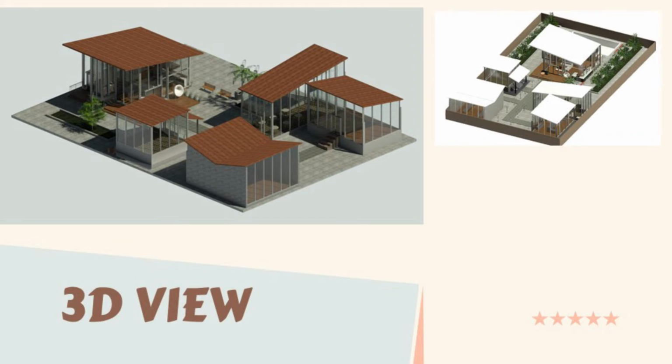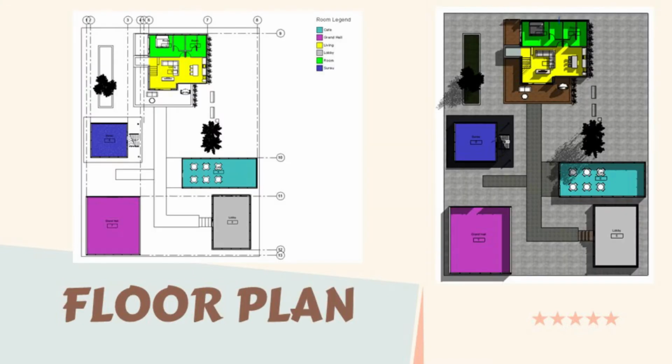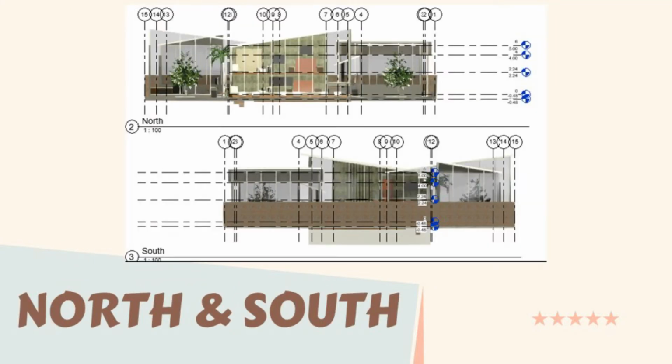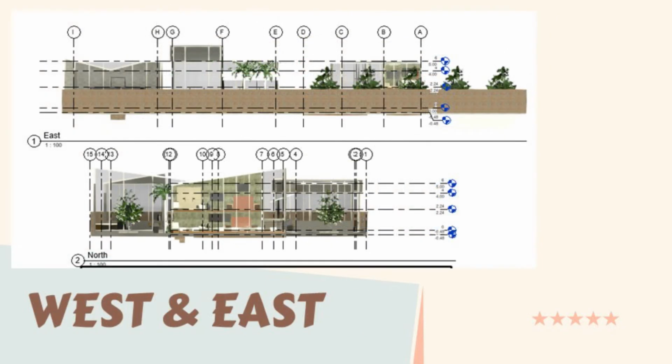Next, let's go for the 3D view. If you can see the 3D view, it basically has 5 major buildings, which consist of the single chalet, cafe, lobby, main hall, and surau. The second is the floor plan. Next is the elevation plan. This is for the north and south elevation, and this one is the west and east elevation.